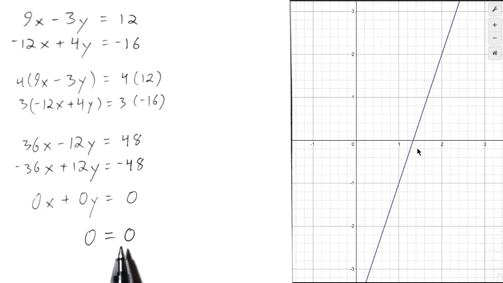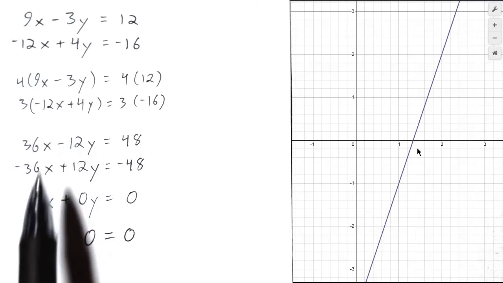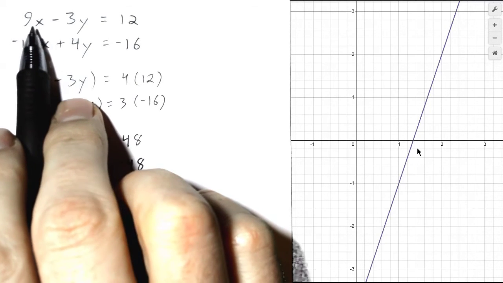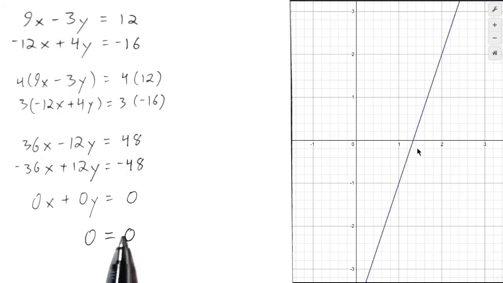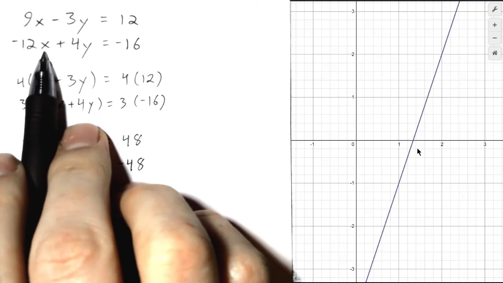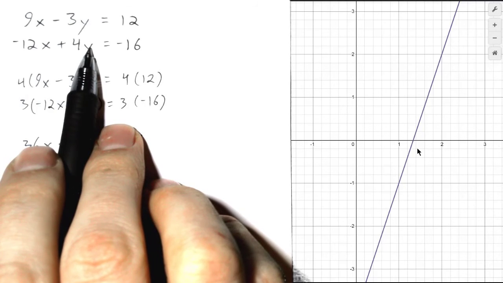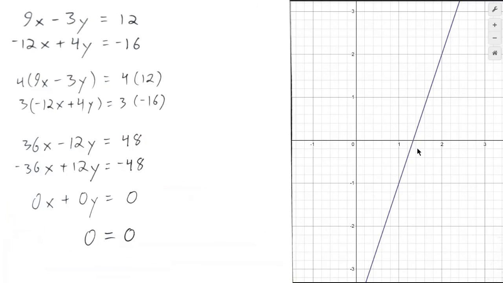Now, is this a false statement? No, it's a true statement. So what this is saying is that whenever I have a solution to one equation, it will always produce a true statement here, which means it'll also be a solution to the second equation. So this is verifying our observations by looking at the graph. There are an infinite number of solutions.